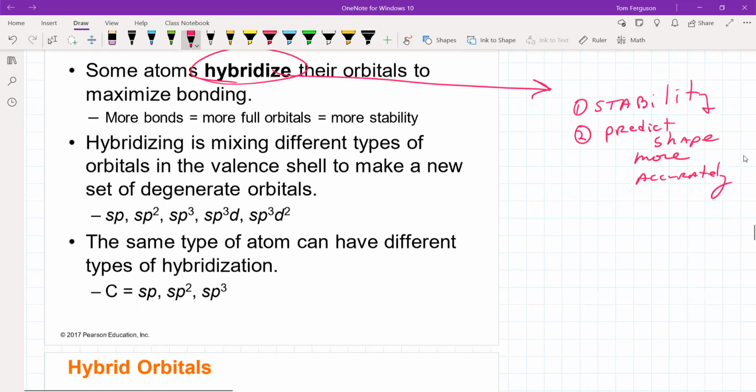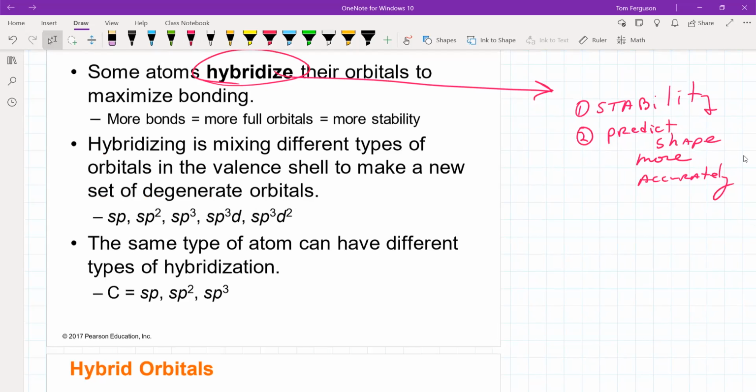Oh, one other thing too is when we hybridize, sometimes we hybridize a little differently each time, as long as it's legal in terms of what we end up with. So for example, carbon can be hybridized 3 different ways: tetrahedral, sp3, sp2, which is a double bond, and sp, which is a triple bond. All are legitimate for the same reasons, stability and the shape of the overall molecule.